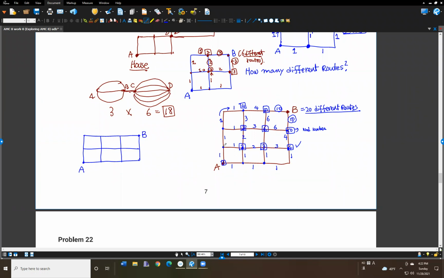This is not a number. Move over here, right? There's 1. I didn't write it down because 1 is 1. So to the right, to the up, right?